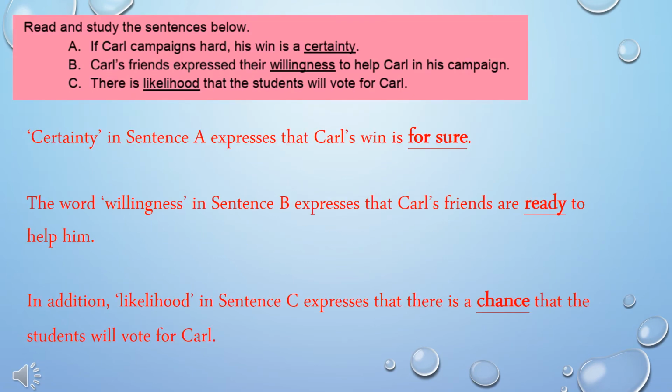Moving on, we have here the same set of sentences. Certainty in sentence A expresses that Carl's win is for sure. The word willingness in sentence B expresses that Carl's friends are ready to help him. In addition, likelihood in sentence C expresses that there is a chance that the students will vote for Carl.